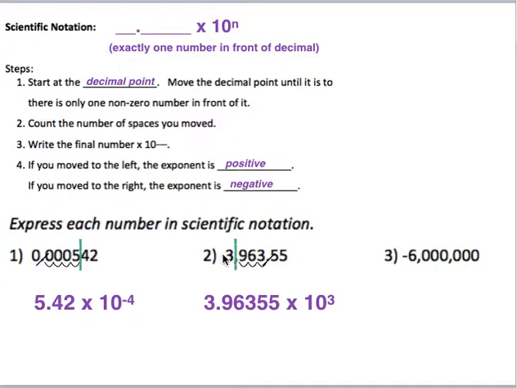See how 3,963 is a really big number? So if we're starting with 3.96355, to make that grow into something equal to 3,963.55, it would have to be a positive power of 3 to represent that our actual number we're talking about is a bigger version of this.